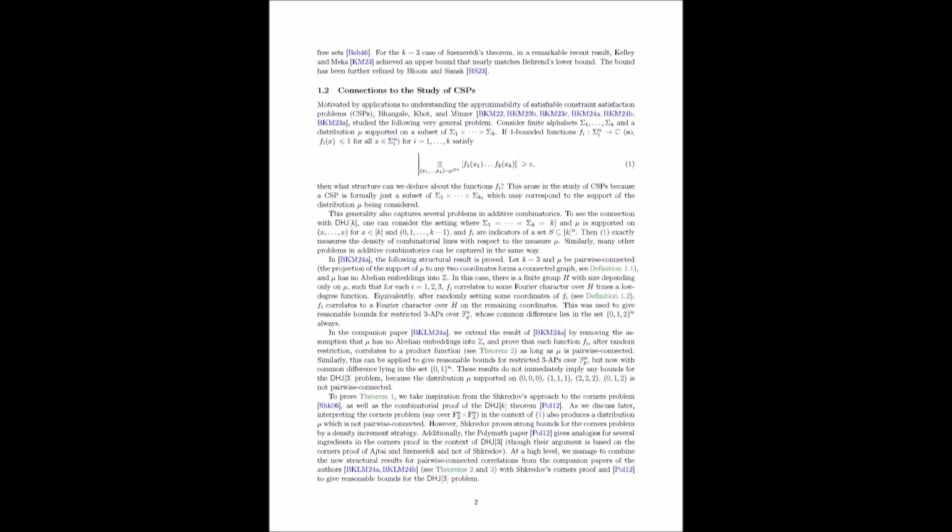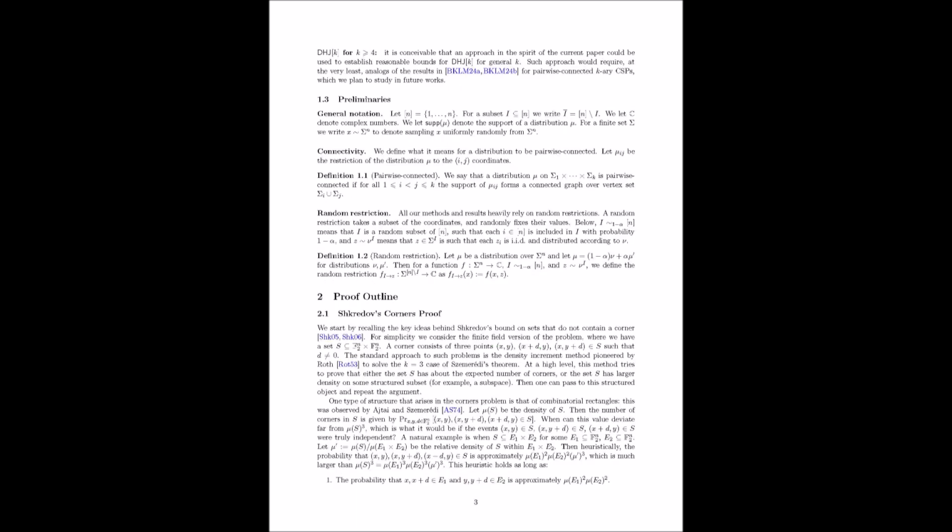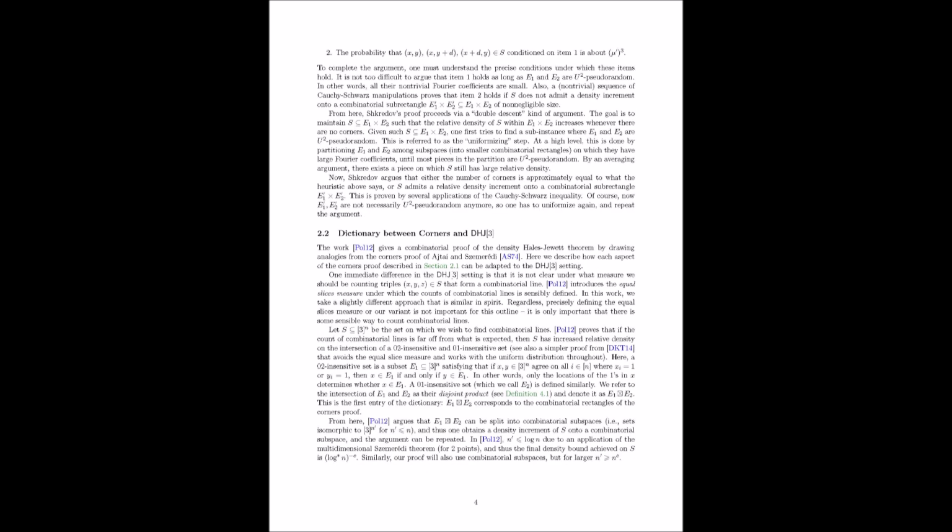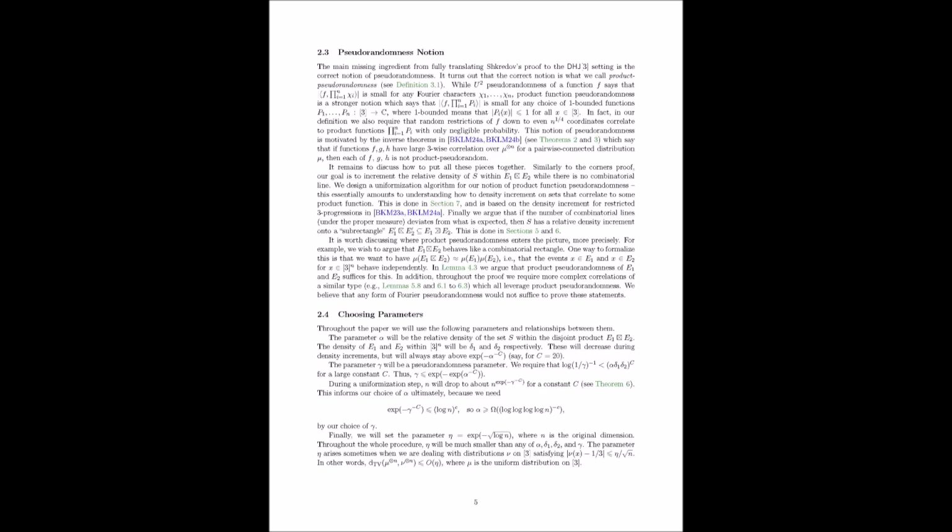Now, you also mentioned this intriguing concept of a disjoint product, which seems to play a crucial role in bridging the gap between the corners problem and DHJ3. Can you unpack that a bit more? Absolutely. The disjoint product is their way of capturing the essence of combinatorial rectangles, those right-angled triangles we were looking for in the corners problem, but in the context of DHJ3.